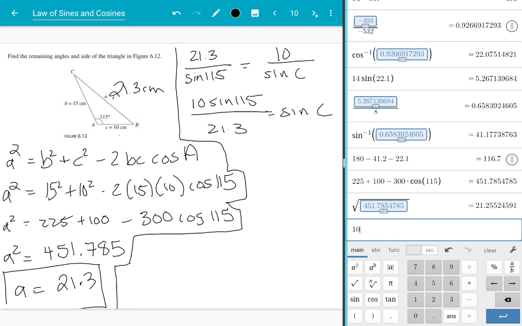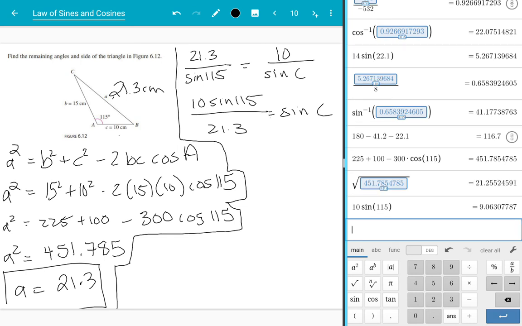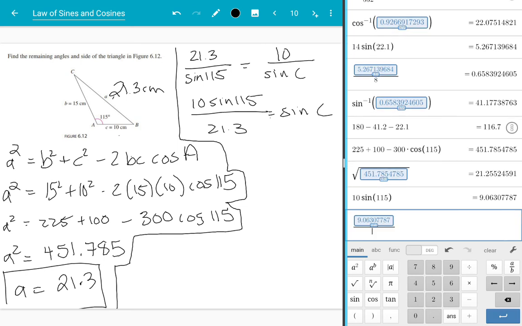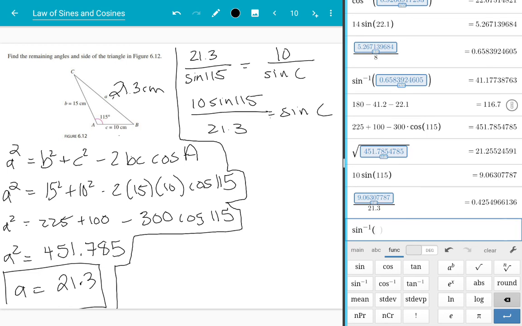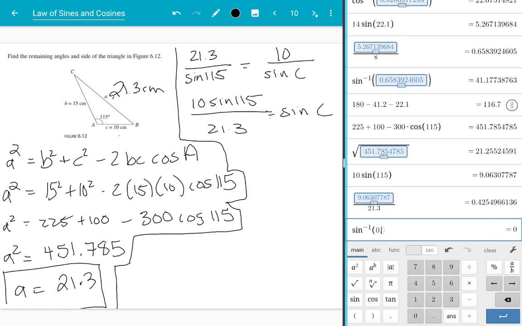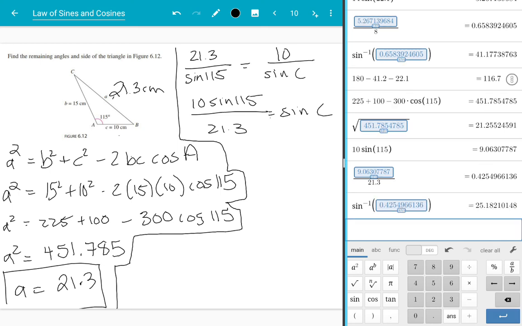So 10 sine 115, close that, get that answer, take that answer, divide that by 21.3. We get this ratio, which is good for sine. Take the sine inverse of that. We're going to get 0.425. Oh, actually, I don't know why I'm doing that. It should just be the answer. And we get 25. So C is approximately 25.2 degrees.